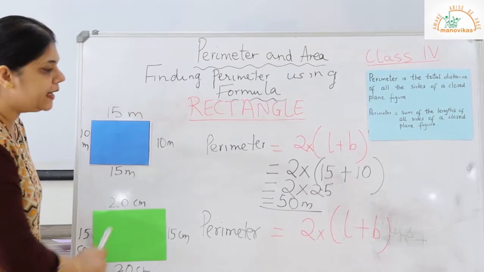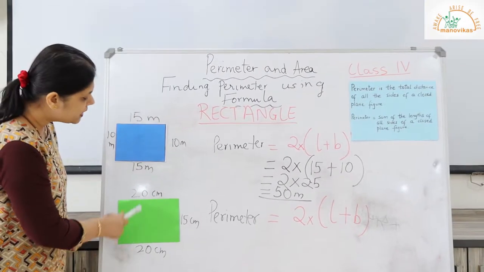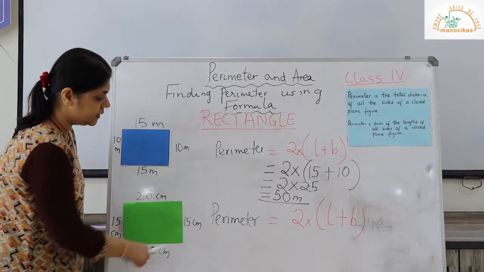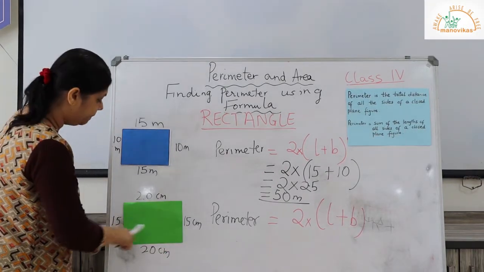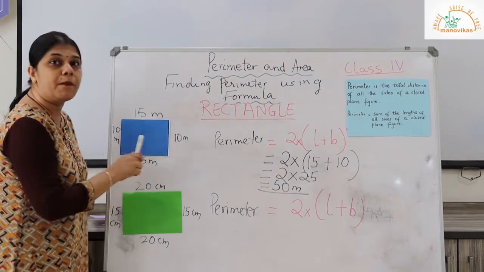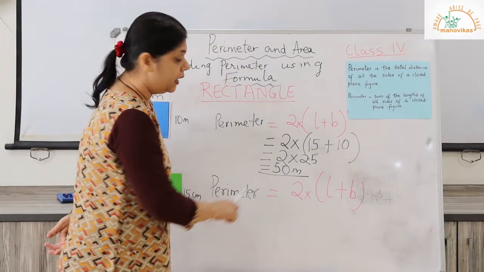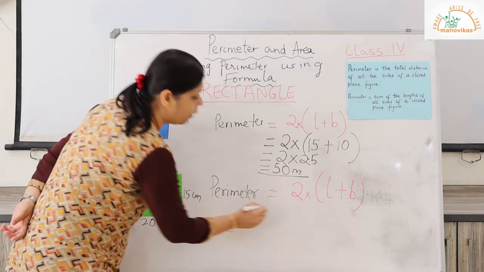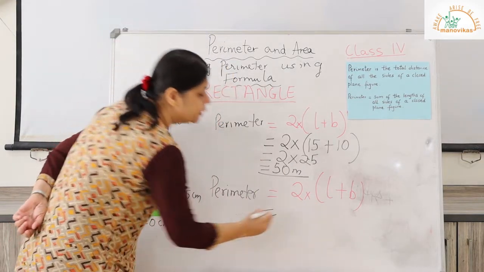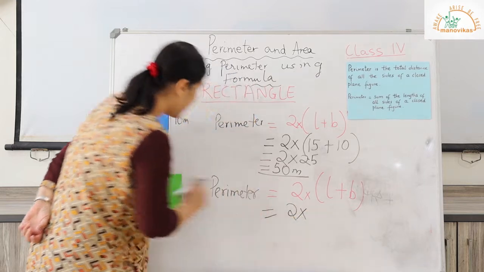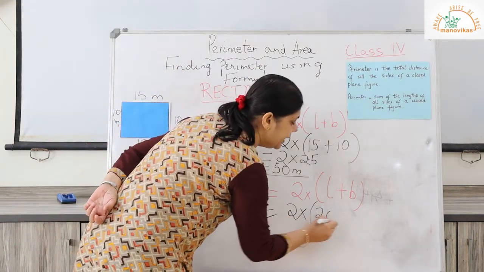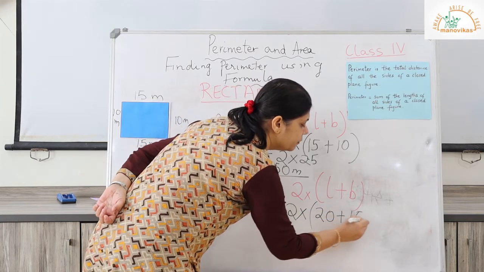Here, again the rectangle has opposite sides equal. 20 centimeters, 20 centimeters. 15 centimeters, 15 centimeters. So, apply the same formula, 2 multiplied by (length plus breadth). Now, what is the perimeter you will get? 2 multiplied by what? Length is 20 and breadth is 15.